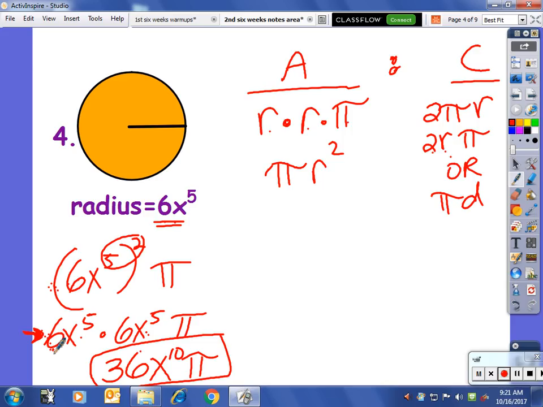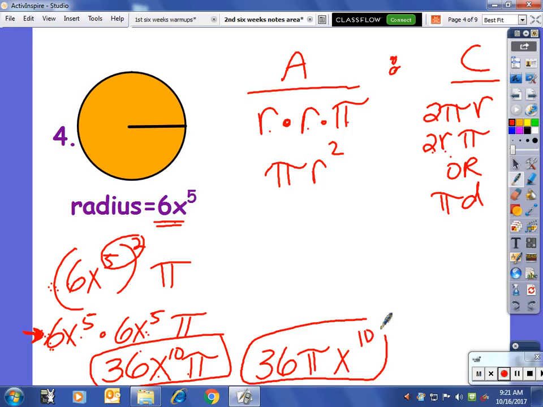The area of this thing is 36x to the 10th pi. Another thing that would be correct here, guys, would be 36 pi x to the 10th, because all of these are 3 different terms that are getting multiplied. And technically, you could even stick the 36 in the middle, but that just looks weird. Let's not do that. We normally put the number out in front, but on a multiple choice test, they could write it either way, and those are both correct.